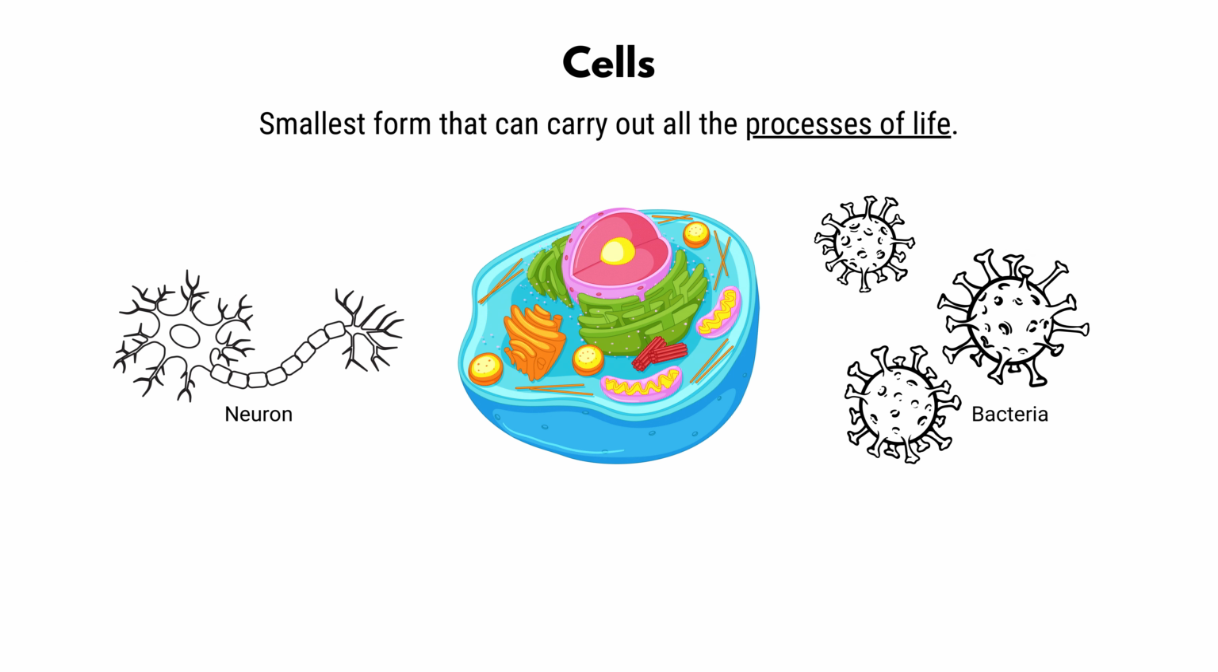Now at the next level, we have cells. We will cover cells more deeply in a different video because they are a topic of their own, but what you need to know now is that cells are the smallest form that can carry out all processes of life. Some examples of cells are the sperm cell, plant cells, neurons and bacteria. They are all different types of cells that have different functions.